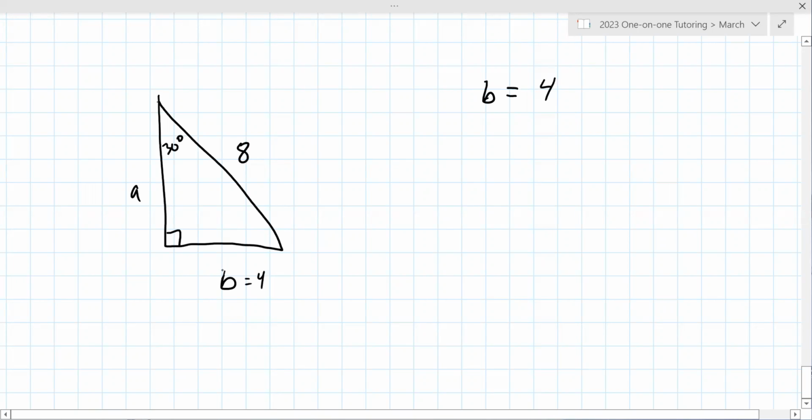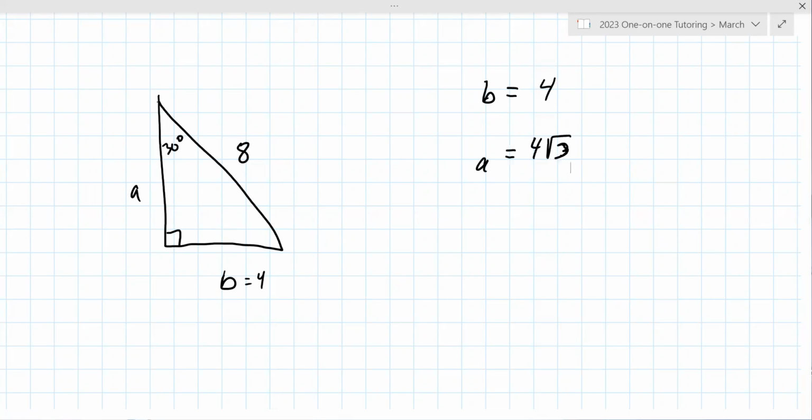How do you go from the short leg to the long leg? Multiply by the square root of 3. And then I cannot reduce that one. Cannot reduce that. Okay. 4 square root 3. Questions on that? I guess my only question is if it was started from A. We're going to get to that.